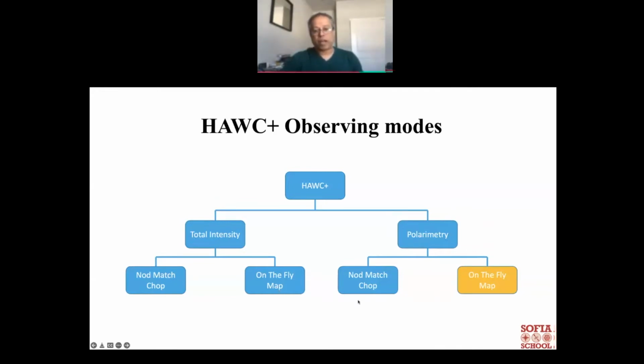Both of these configurations are also available in polarimetry, but I should warn you that for polarimetry, the on-the-fly map is still in shared risk mode. We are still commissioning that mode, so for now we offer it as a shared risk mode.